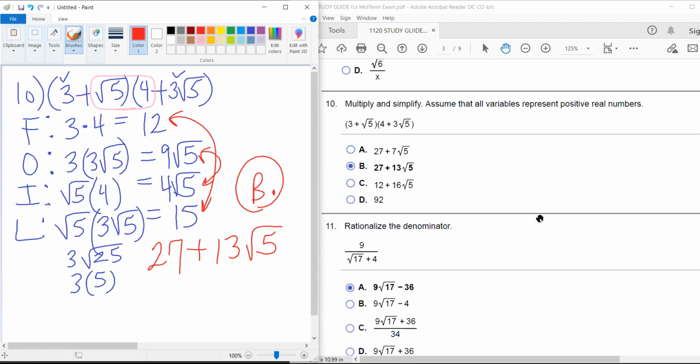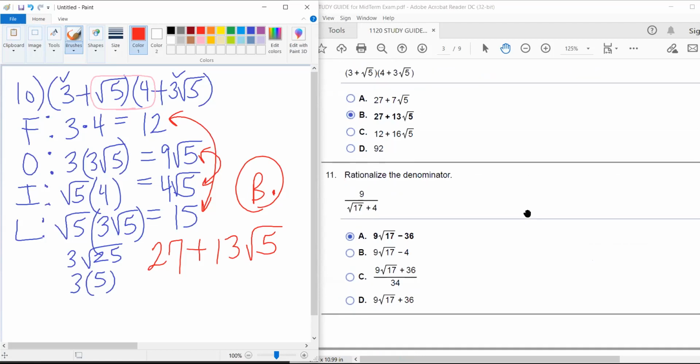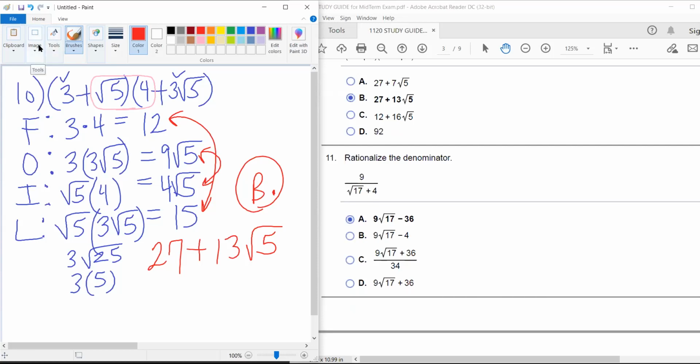You'll have a variety of radicals where you're performing one of the 4 main operations, like addition, subtraction, multiplication, or division. Let's look at question 11, and then I'll stop if anybody has questions for me.